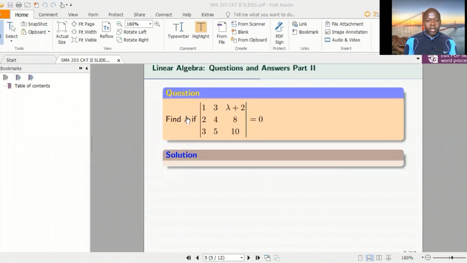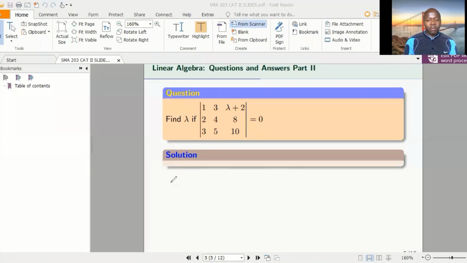The question is, find lambda if the determinant of this matrix is 0. So it's just the same question we've done, just like the one done before. Set the determinant equal to 0. So let's just do the question.